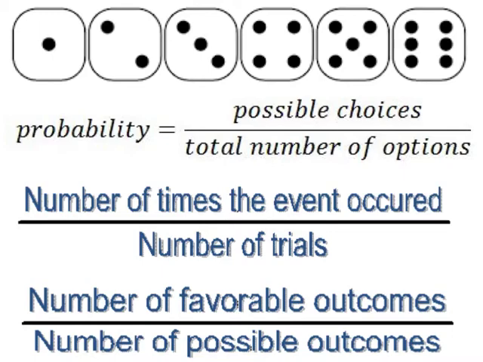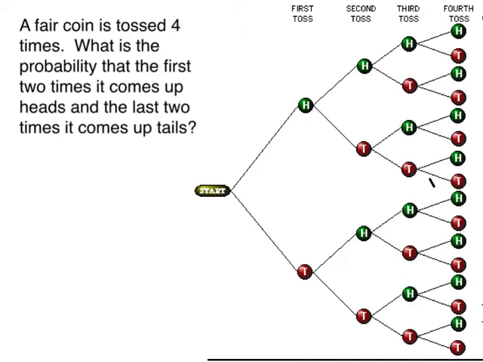So let's take a look at some scenarios where we would roll the dice. Well, sorry about that. We're going to toss a coin. And in a coin, you have 2 possible outcomes. And depending on which one you called, you would want either heads or tails. Alright, so let's say that you toss a fair coin 4 times. And the question is, what is the probability, not possibility now, but probability, that the first 2 times it comes up heads and the last 2 times it comes up tails?